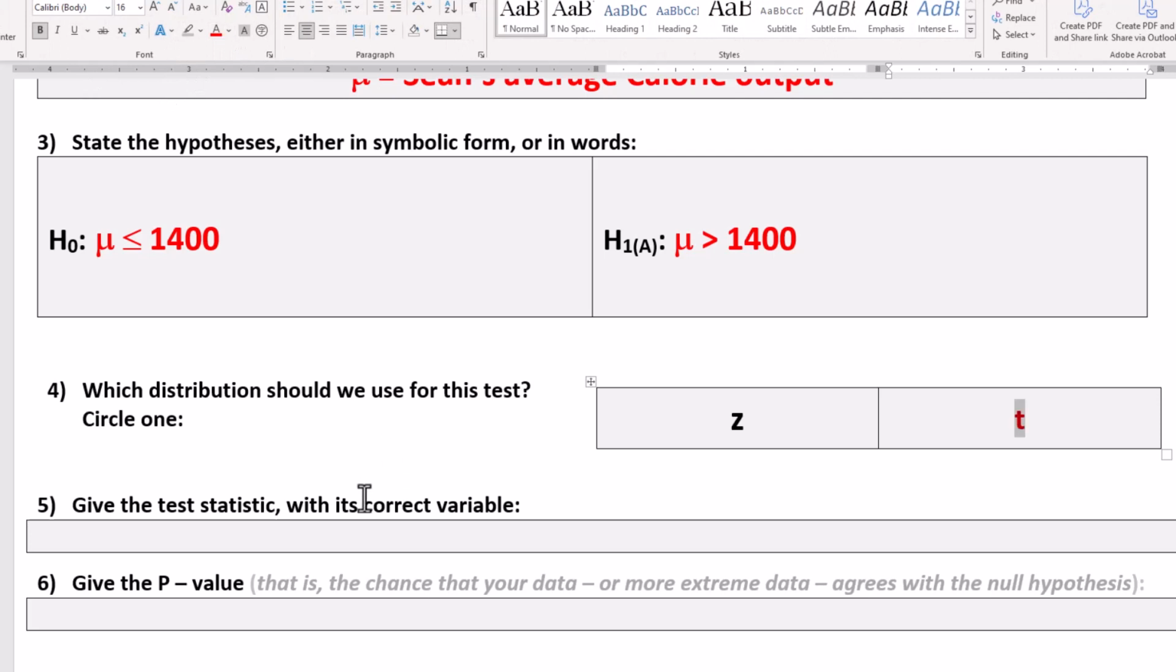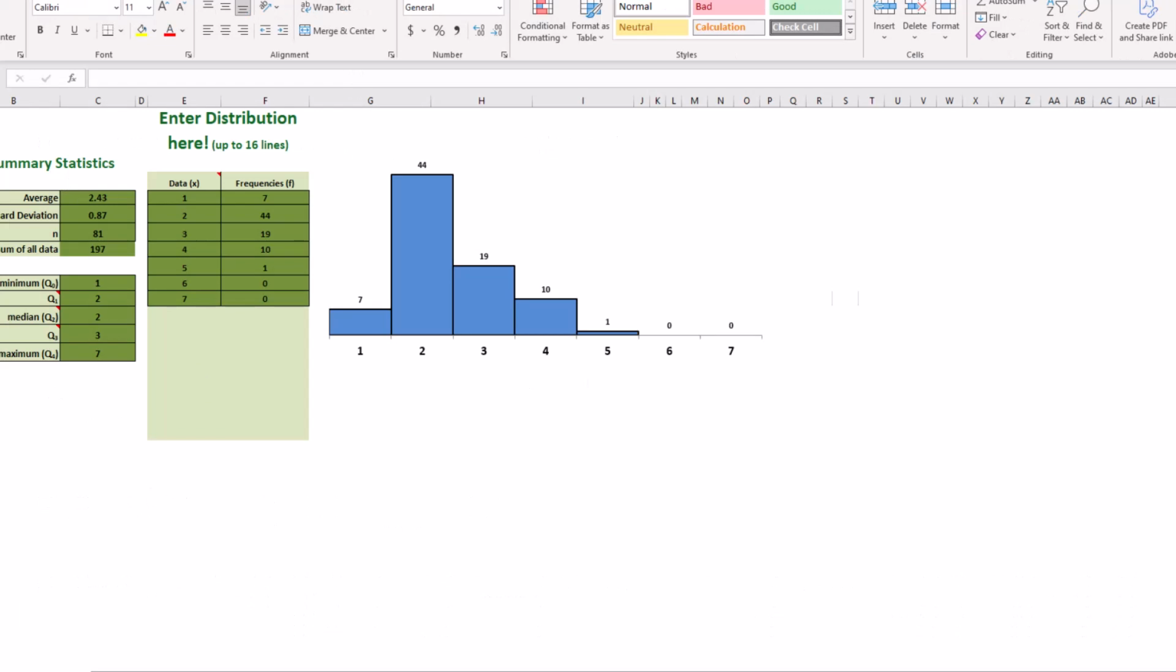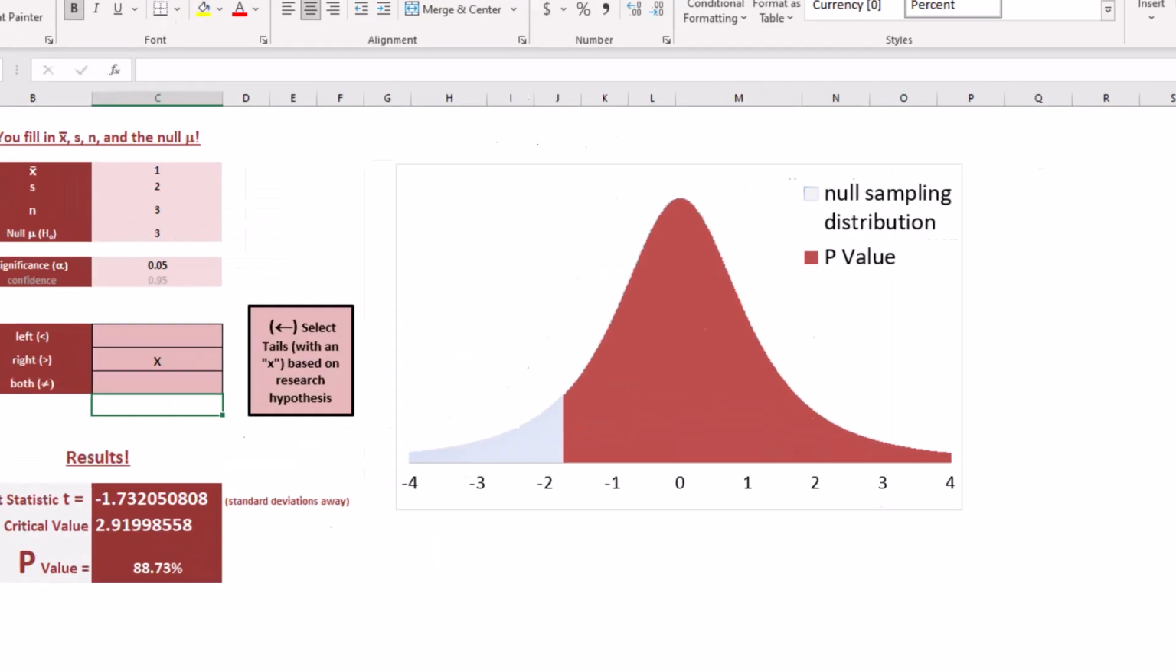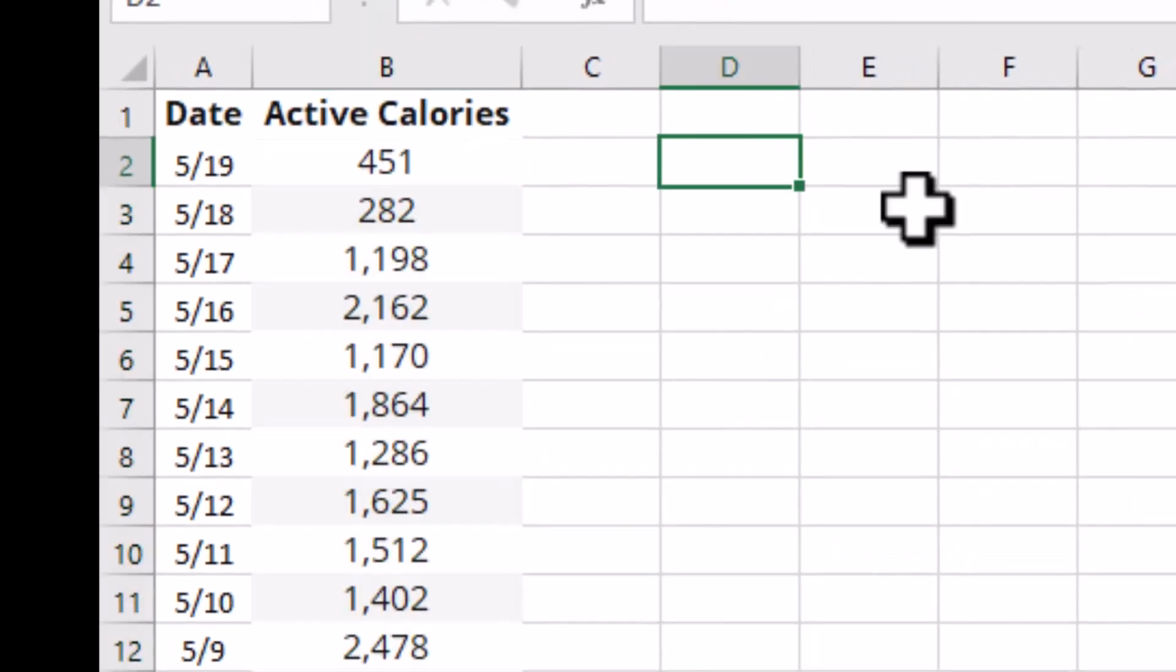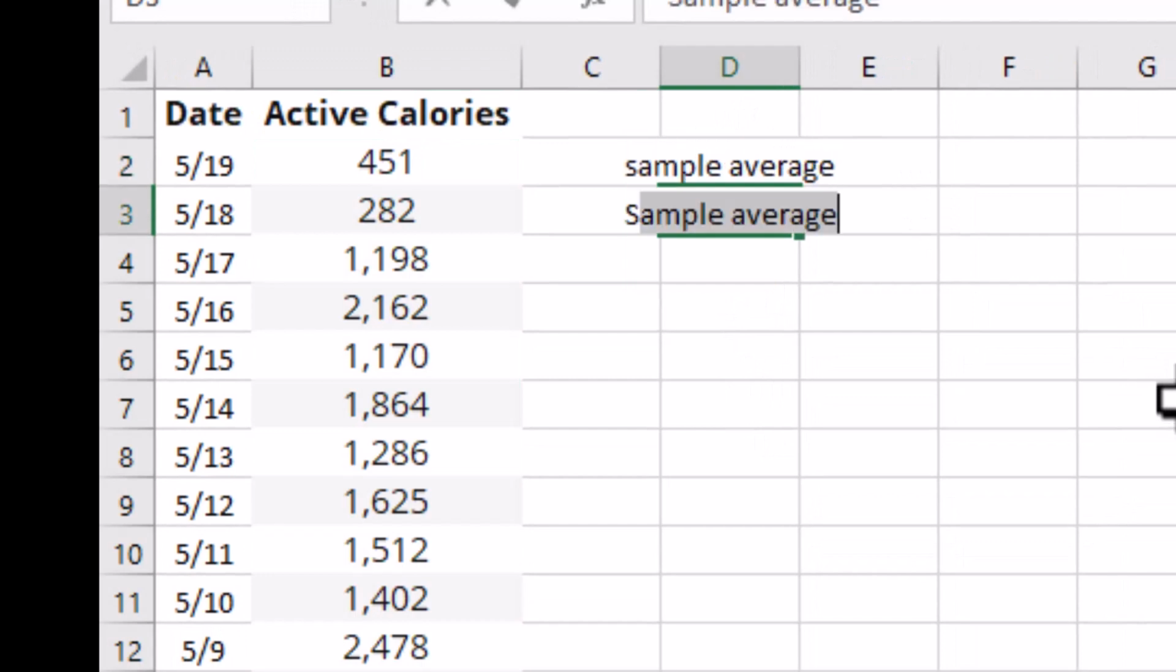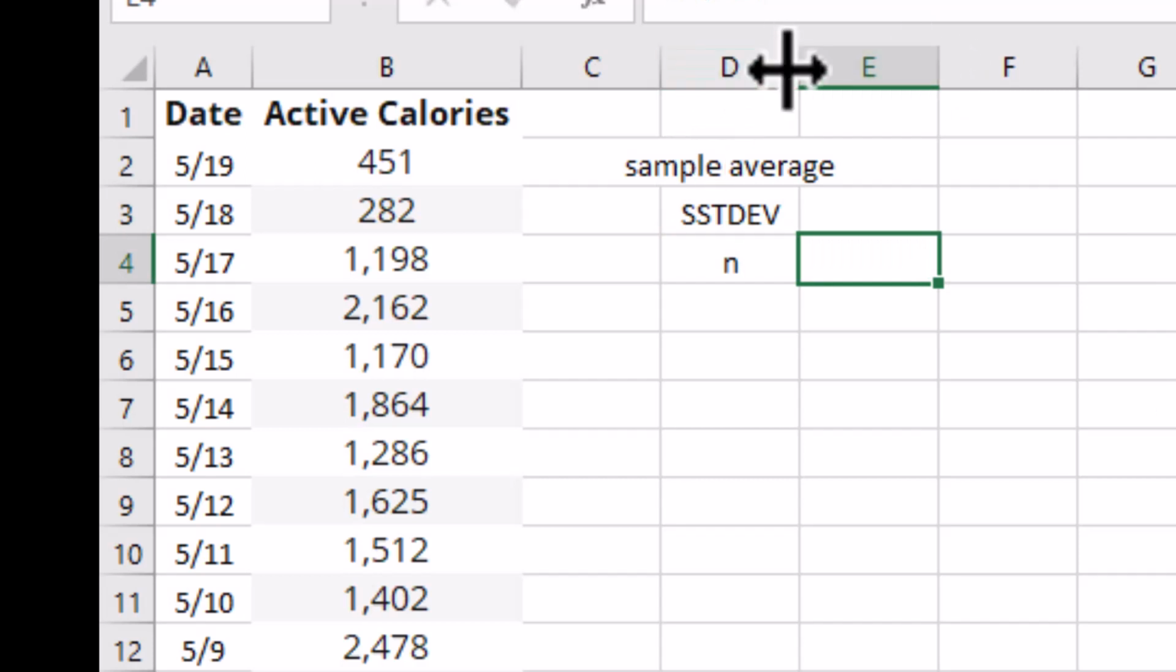Okay, now we got to get into the Excel calculator. So let's get that thing open. All right. We're going to go over to hypothesis test for a single mean. Here we are. All right, and we got to get some statistics out of this. We got to get a sample average, sample standard deviation, and a sample size. Those are the three things we need.